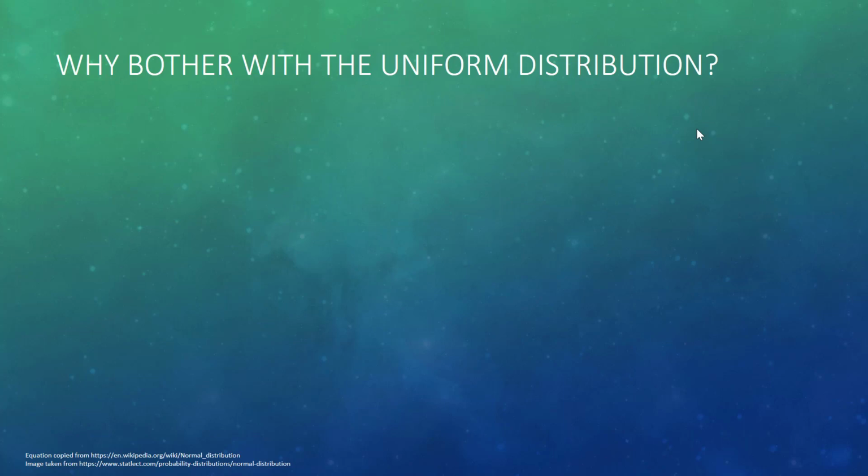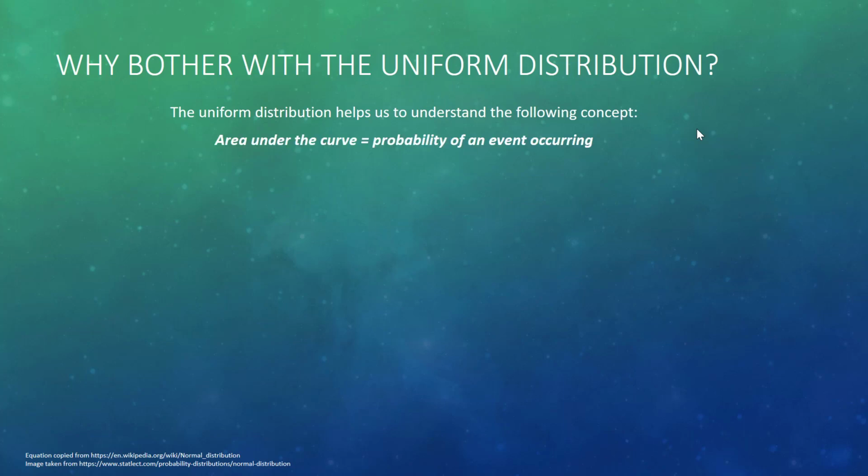So at this point, you might be asking yourself, why are we bothering doing problems using a uniform distribution? After all, the title of this video said nothing about uniform distributions. It said something about the normal distribution. And the answer is that the uniform distribution really helps us to internalize this concept that the area under the curve is equal to the probability of an event occurring.